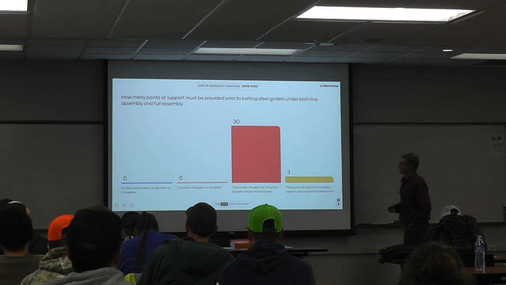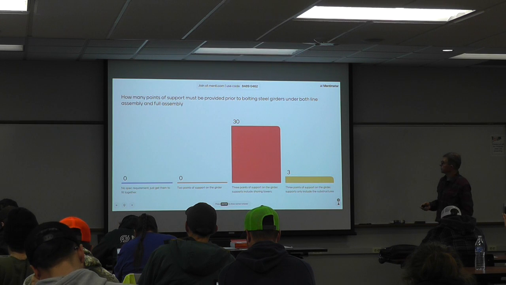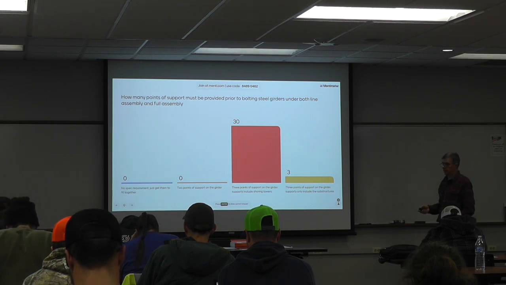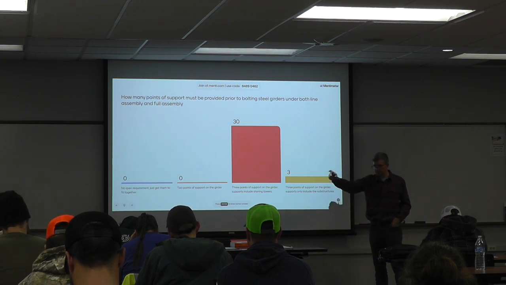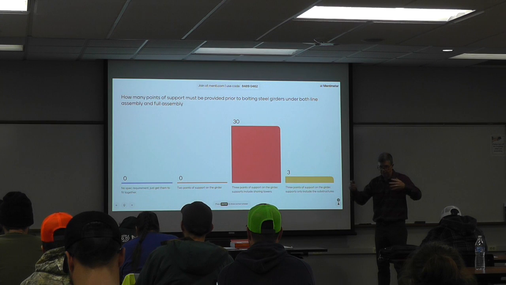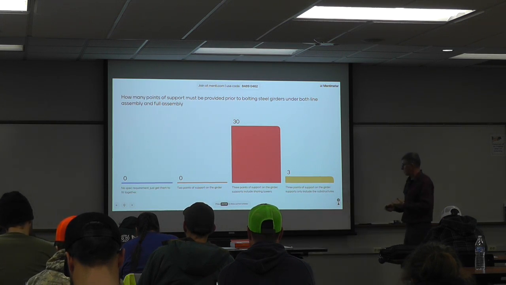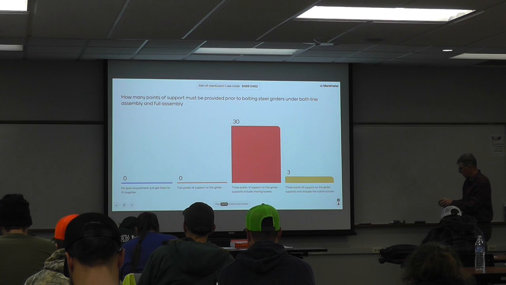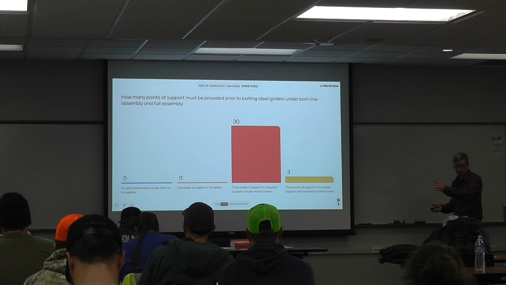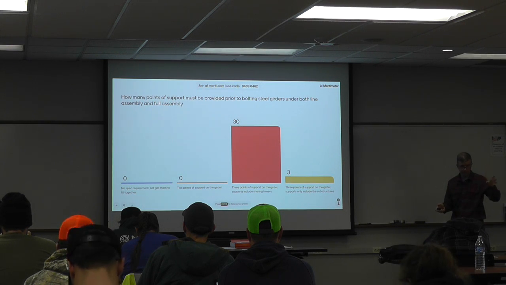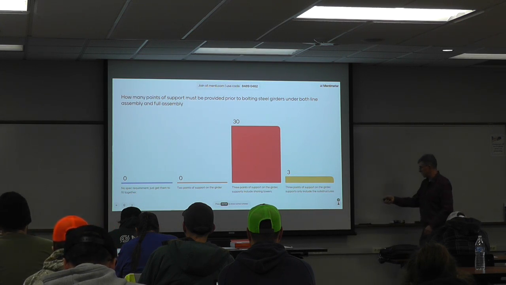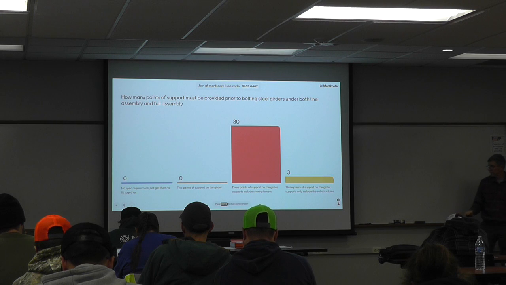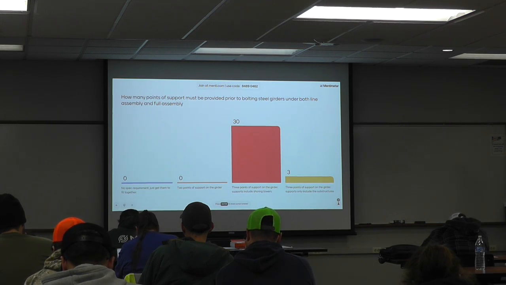How many points of support must be provided prior to bolting steel girders under both line assembly and full assembly? Remember, Nick went over line assembly and full assembly. With line assembly, essentially you don't have to bolt everything together. So it's 3 supports, but it does include shoring towers. If you put shoring towers out there, you might have an abutment, a tower, a pier, that's 3 supports. You don't have to have just abutment and pier. So this one is incorrect, where it says it's only the support. It's 3 points of support, but it does include the shoring towers.